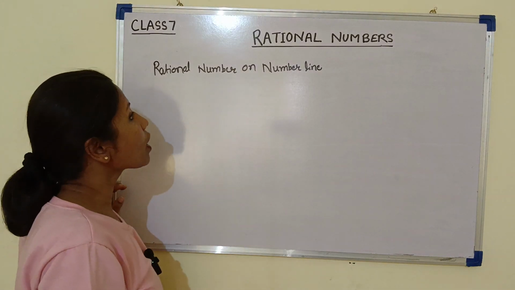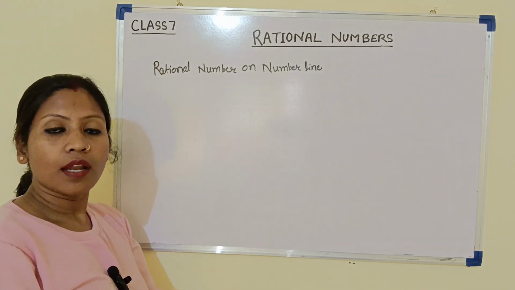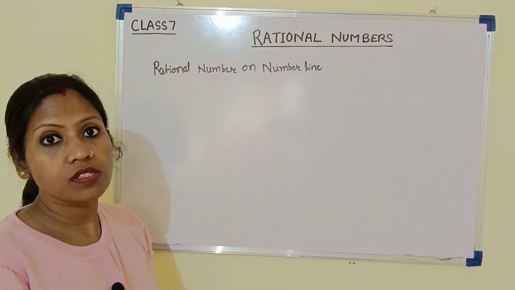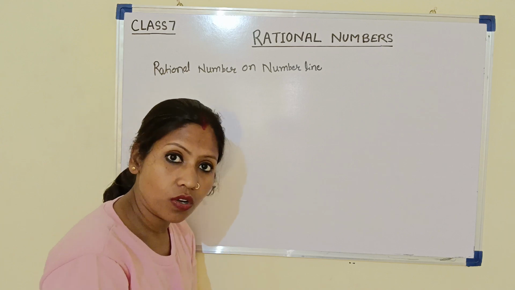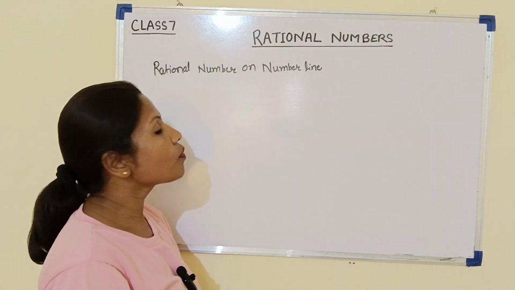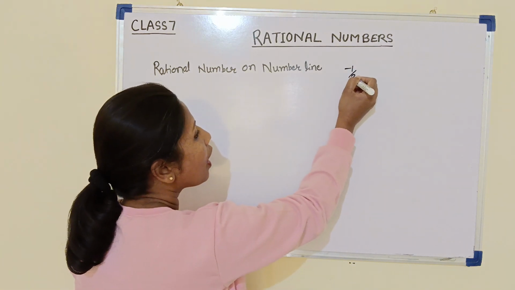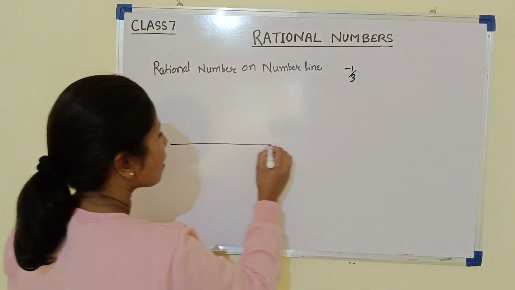Okay, so let's talk about a rational number on number line. So we have read this number line about integers, that how we will be presenting negative and positive integers on number line. Even I have shown you the addition and subtraction also on the number line. Here also we will see about the rational numbers. So suppose I have to represent minus 1 by 3 on number line.